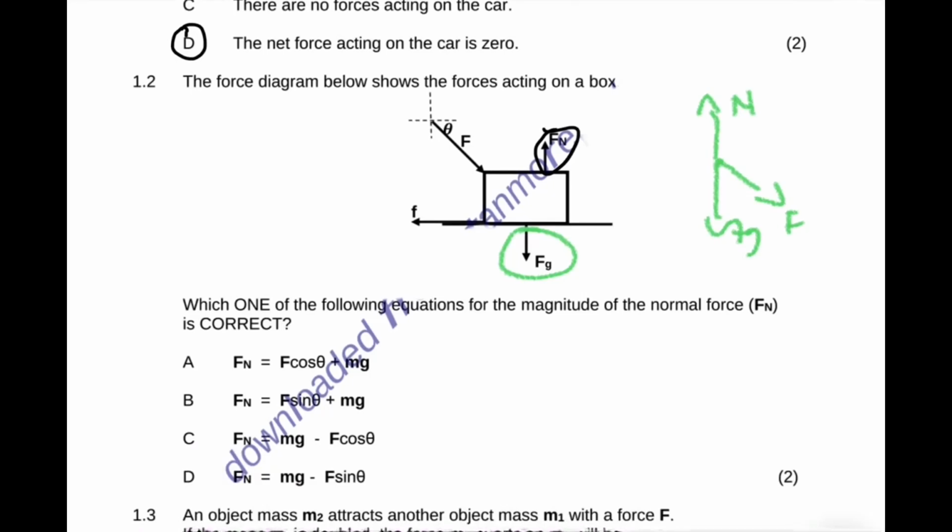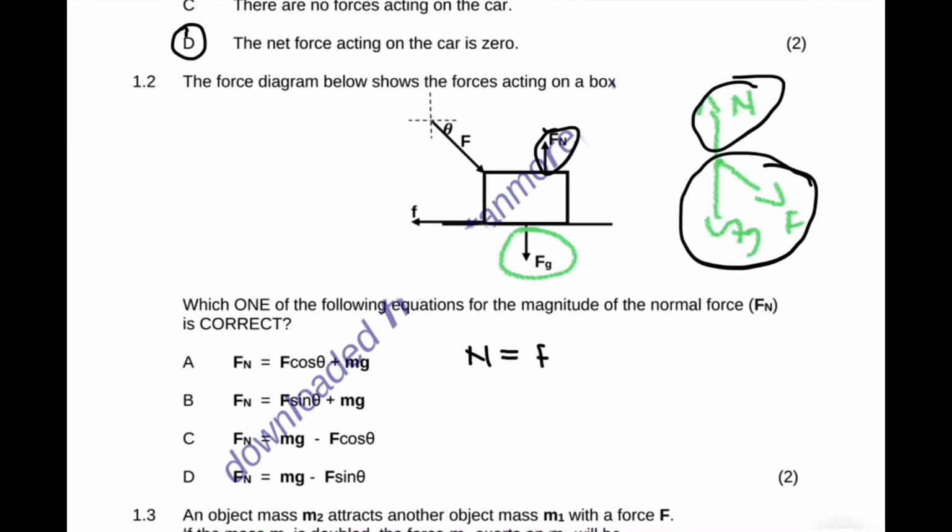So which forces are acting up? It's only the normal. So the normal is supposed to be equal to Fg plus the y component of F, so that the object is not moving up or down. So we're going to have the normal is equal to F applied, right, multiplied by, how do we find the y component on a flat surface? We use sine. So sine of theta plus Fg. This is the normal force for this object, and that seems to be option B. So our answer for this question is option B.